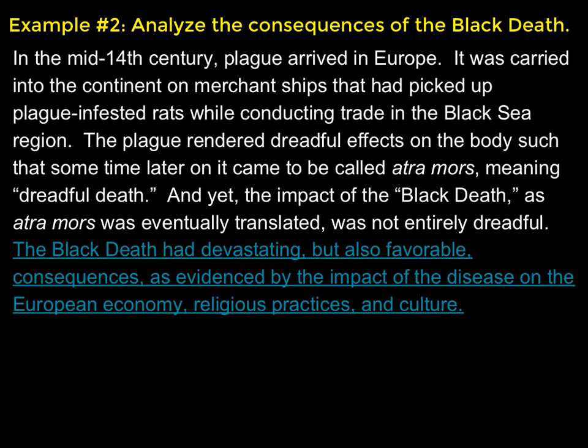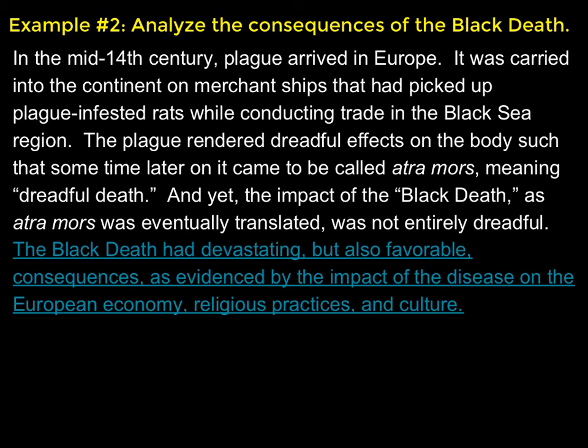All right, our second example is a historical one: analyze the consequences of the Black Death. So pause here and read the introduction. All right, let's take a look at this introduction. The first sentence starts with that time period in the mid-14th century, and it establishes the event in question. This question is about the Black Death, so we talk about the plague, and we also locate it in place.